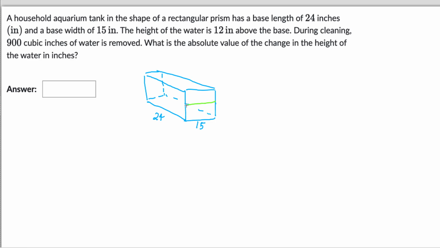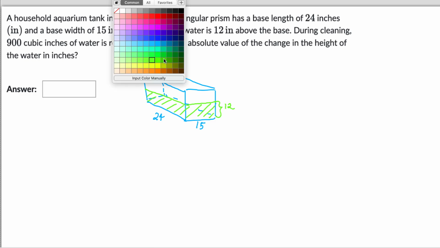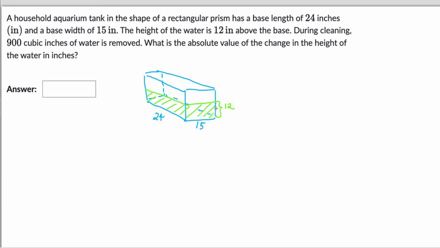So that means that if this green stuff is the water, imagine the green stuff being water, this height is 12. So the height of the water is 12. Now, during cleaning, 900 cubic inches of water is removed. So let's imagine some water actually being removed. Imagine that the water goes down to this level. Then this red part would be the water that's removed, and if I drew this accurately, this red part should be 900 cubic inches of water.